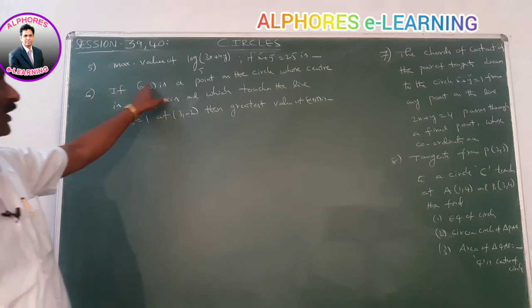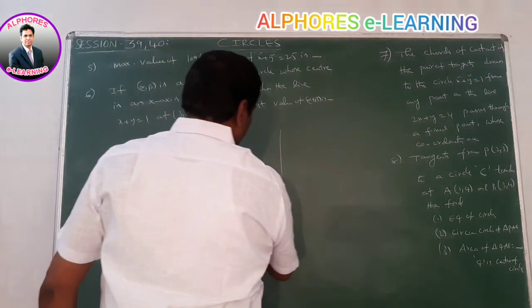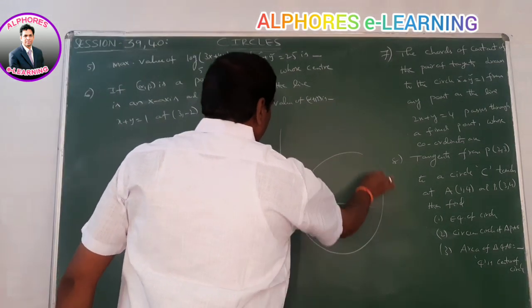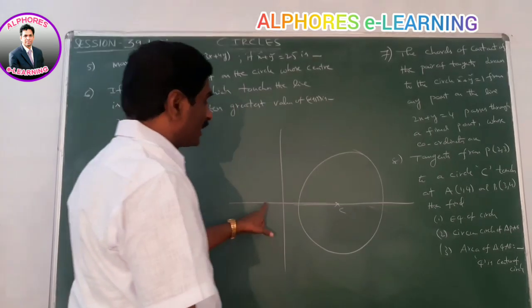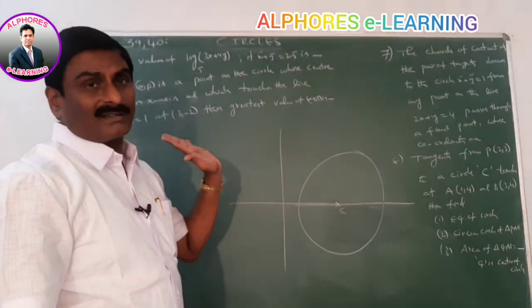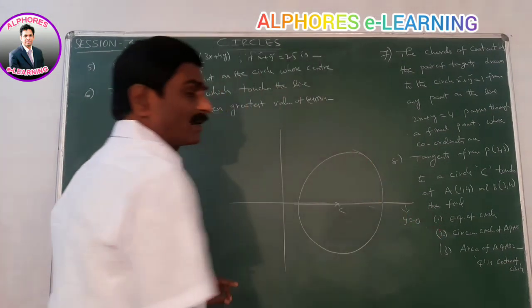Here alpha beta is one of the points on the circle whose center lies on the x-axis. Center lies on the x-axis. That means one of the diameters is the x-axis. One of the diameters is nothing but the x-axis. What is the equation of the x-axis? Y is equal to 0.